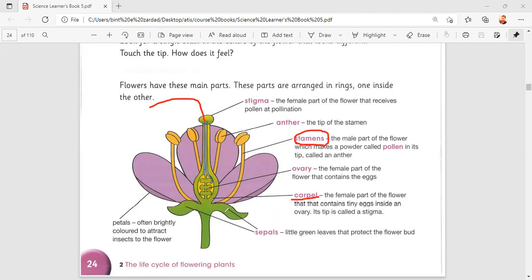After this, these are sepals. What are sepals? Little green leaves that protect the flower bud.